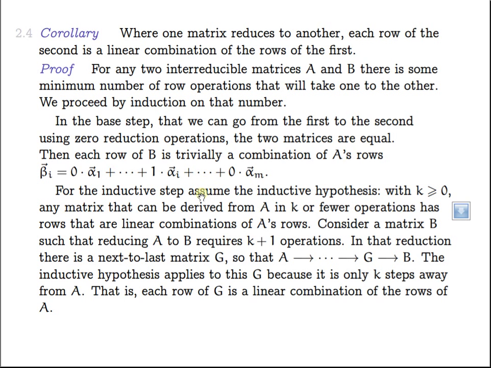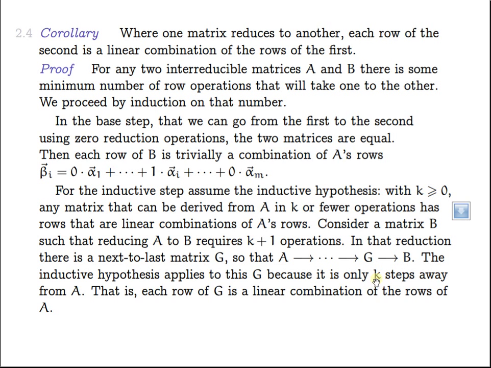All right, so now we assume that we have shown this result for K or fewer operations. Now, consider a matrix B such that reducing A to B requires K plus 1 operations. In that reduction, there is a next to last matrix G, so that A, on the way of reducing to B, passes through G. However, A reduces to G by only K operations.